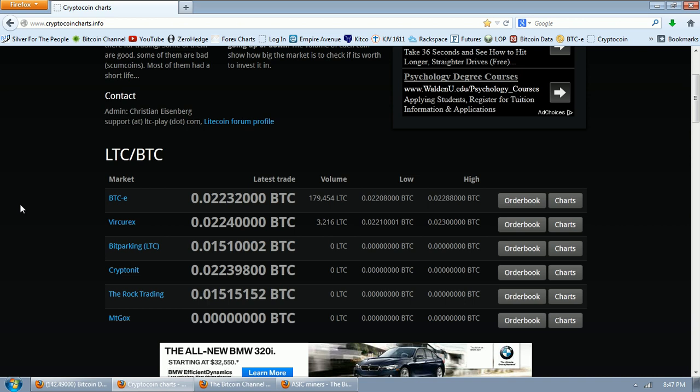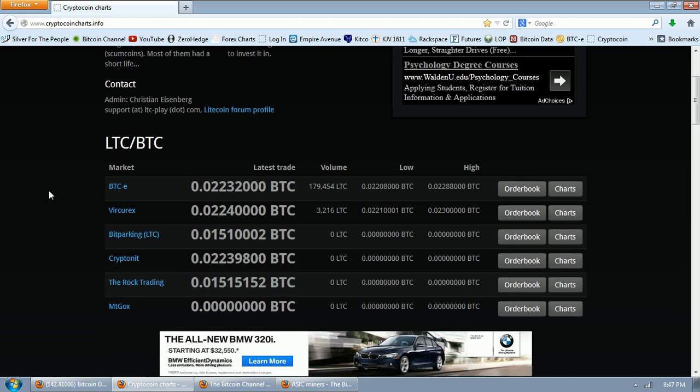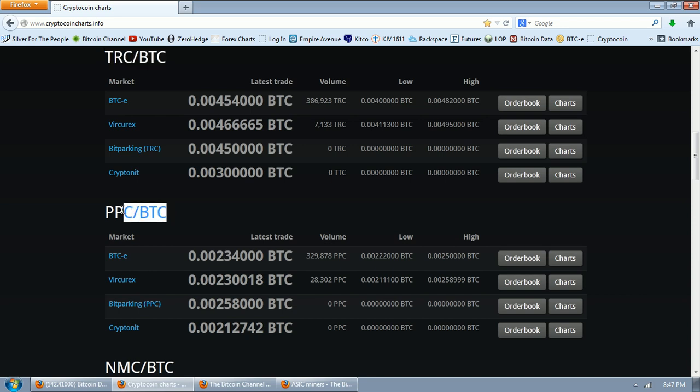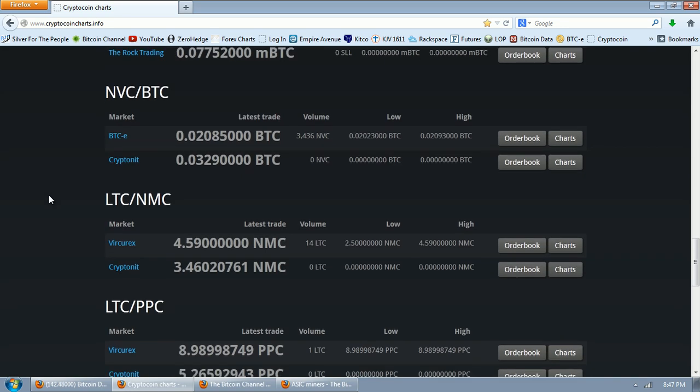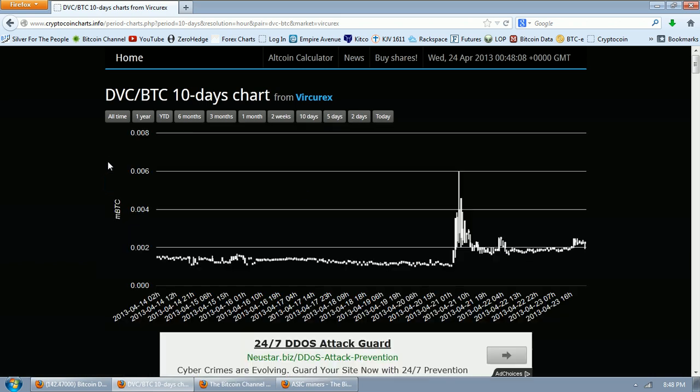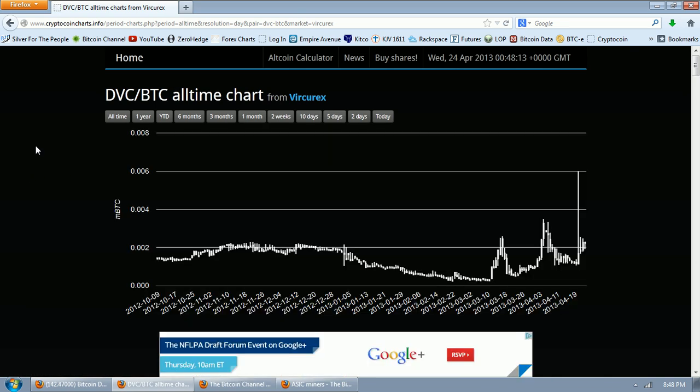And at that time when Vercurex was down, BTC-E managed to add the TRC coin, which was not traded on that exchange, and also the PP coin was not traded on that exchange. So now they still haven't added this dev coin, and this is very interesting. This is still only traded over at Vercurex, and you can see an astounding volume of 74 million traded today. And I'm probably going to pick, let's go to the all time chart, I'm probably going to pick this dev coin actually as possibly the next one to blow.